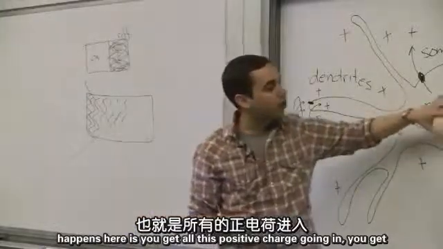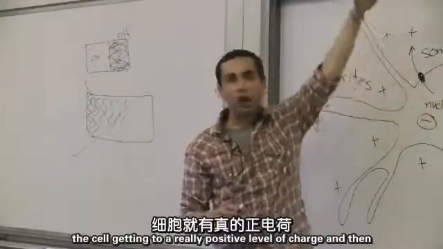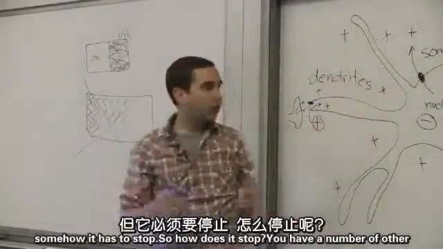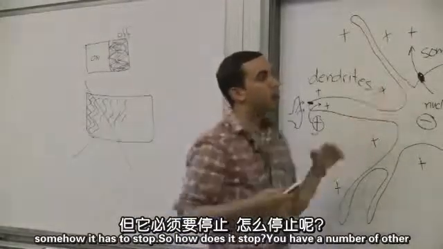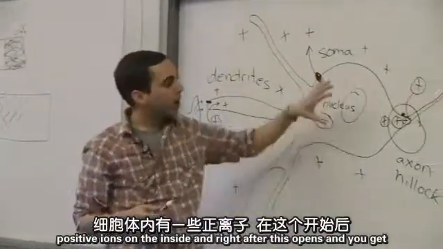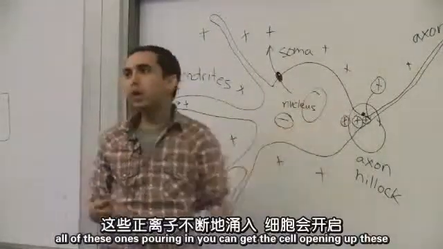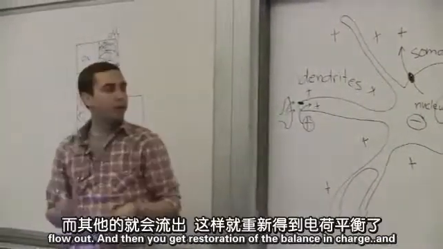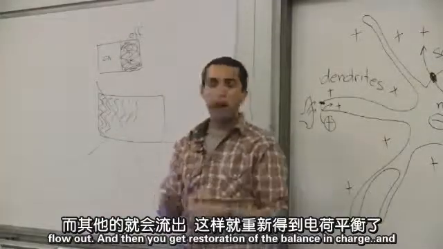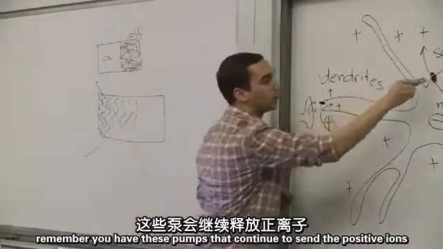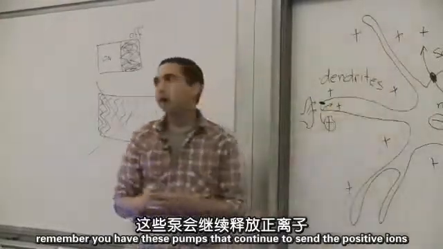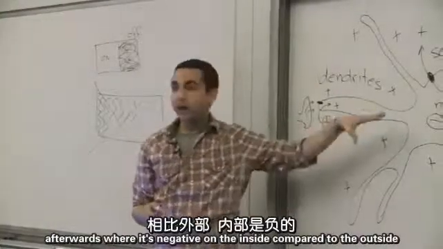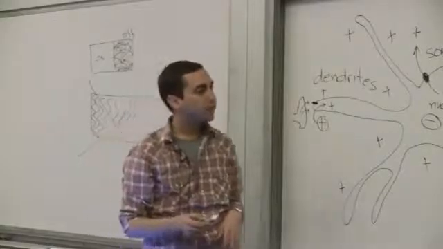And what happens here is you get all this positive charge going in, you get the cell getting to a really positive level of charge, and then somehow it has to stop. So how does it stop? You have a number of other positive ions on the inside, and right after this opens and you get all of these ones pouring in, you can get the cell opening up these other channels to let the positive ions, a different kind of them, flow out. And then you get restoration of the balance in charge, and remember you have these pumps that continue to send the positive ions out of the cell. So you get the cell being restored to the quiet state afterwards, where it's negative on the inside compared to the outside. So there you have it.